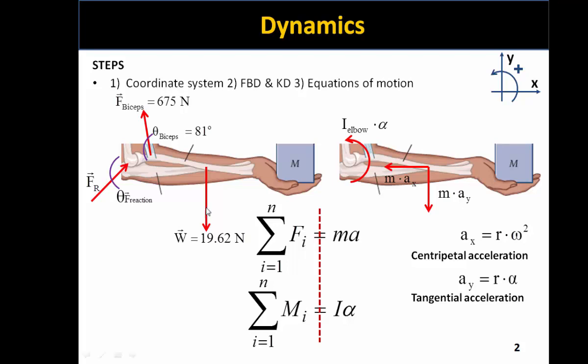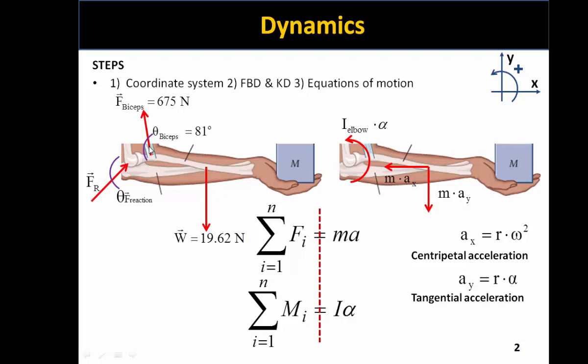Moving on to AY, we've seen this before. AY is at, in this case, a right angle to the position of the arm, which is horizontal, and that vector is tangential to that circular path, and that's going to be equal to the location from the axis of rotation of the elbow to the center of mass, R, times the angular acceleration.